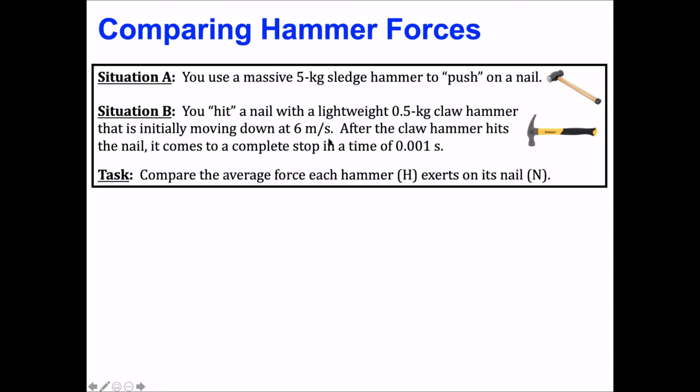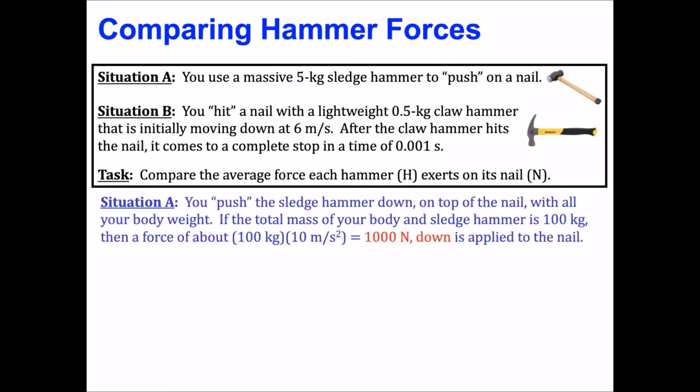But with this hammer, we're going to swing it with a speed of 6 meters per second down towards a nail. And as that hammer makes contact with the nail, it's going to interact with the nail for a period of time equal to 1/1000th of a second. So in both these situations, we want to calculate the average force each hammer exerts on its respective nail as we try to push the nail or drive the nail through maybe a piece of wood.